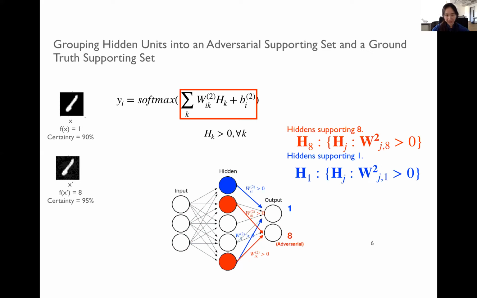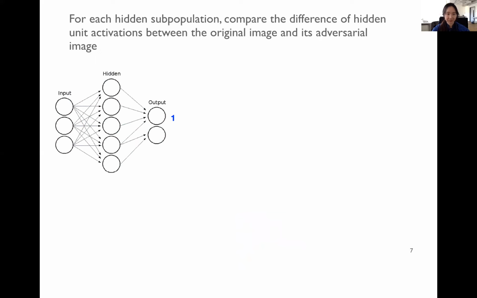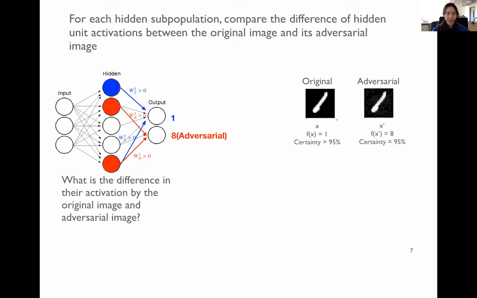So after grouping those hidden units into those supporting the adversarial class and those supporting the original class, we can compare the difference of their hidden unit activation when the input is the original image and its adversarial attack. So we have grouped those hidden units into those two supporting groups, and then we can ask what is the difference in their activation when the input is an original image and the adversarial image.